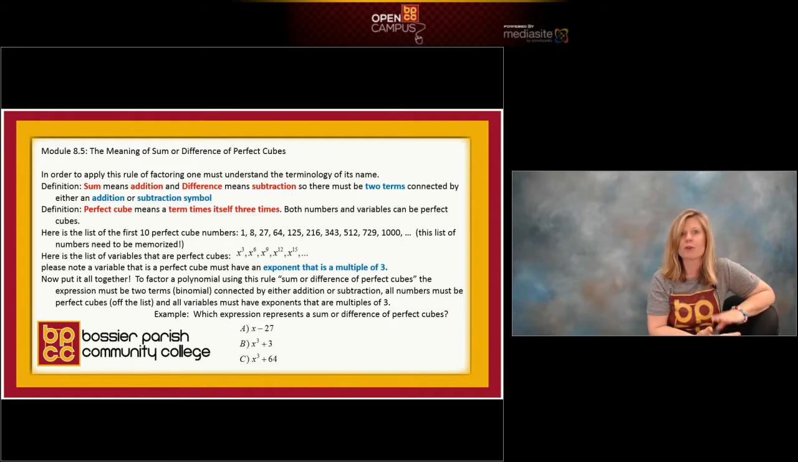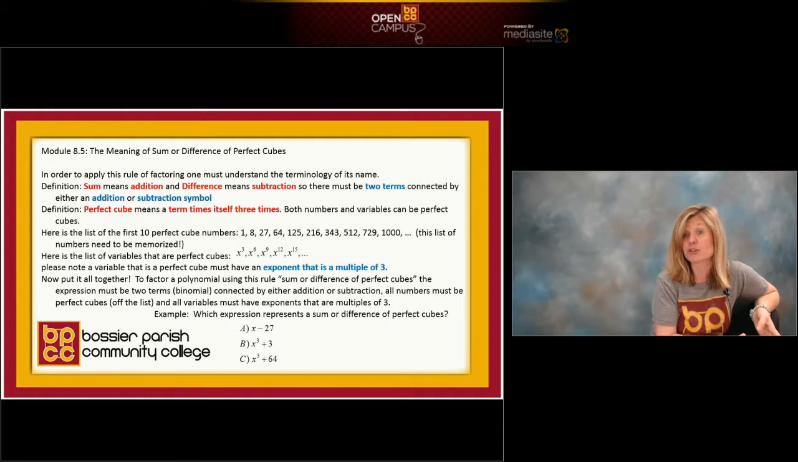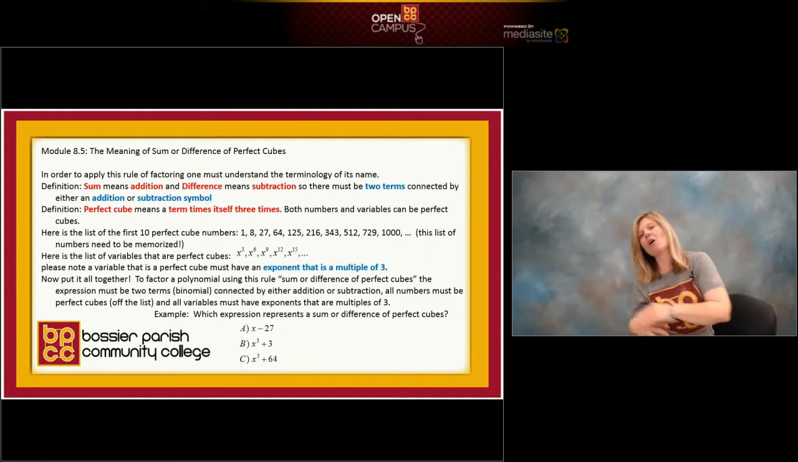The next word is perfect cube. So that's directly related to a perfect square. A perfect square was a number times itself. You multiplied that number twice. Cubing means to do it 3 times. So a perfect cube is a term you multiply to itself 3 times. So again, there are numbers that are perfect cubes, and there are variables that are perfect cubes. And we got to be able to distinguish that.